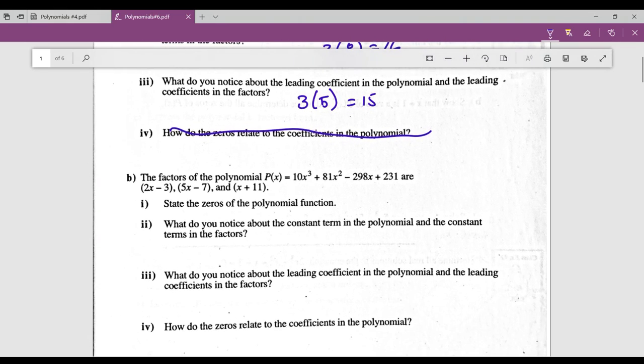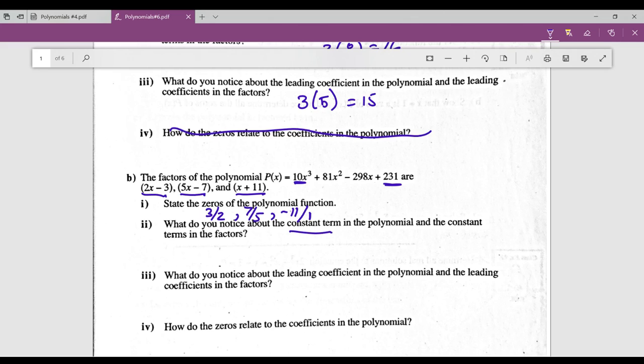We scroll down to something slightly more complicated, so cubic, leading coefficient of 10, constant term of 231. These are the factors of this polynomial. If you factored it all out, you would get this. The zeros of this, essentially what makes each bracket 0. So this first one, 3 over 2, the second one, 7 over 5, and the last one is negative 11. Just for continuity, I'm going to say negative 11 over 1. Obviously, that doesn't change anything.